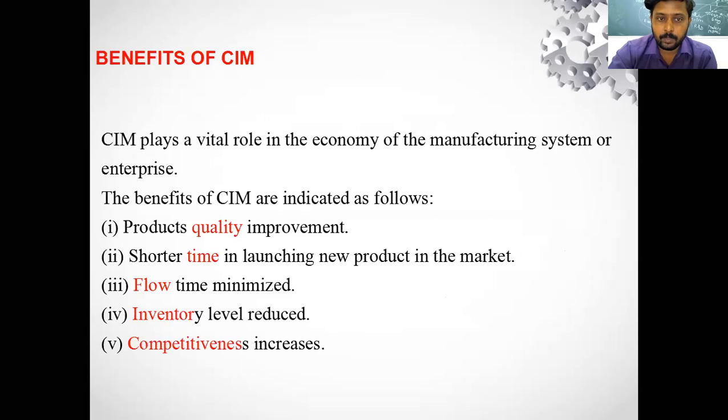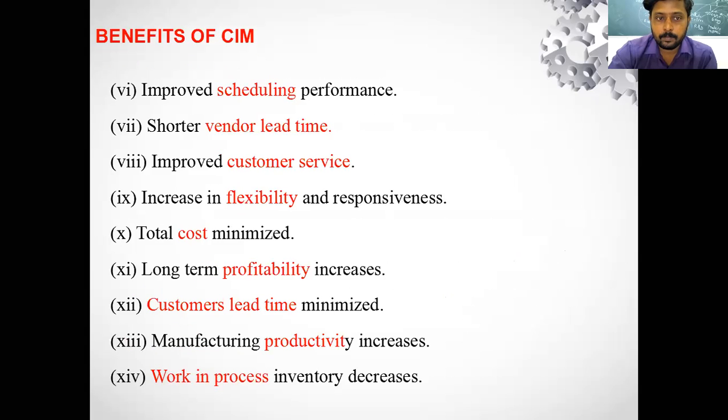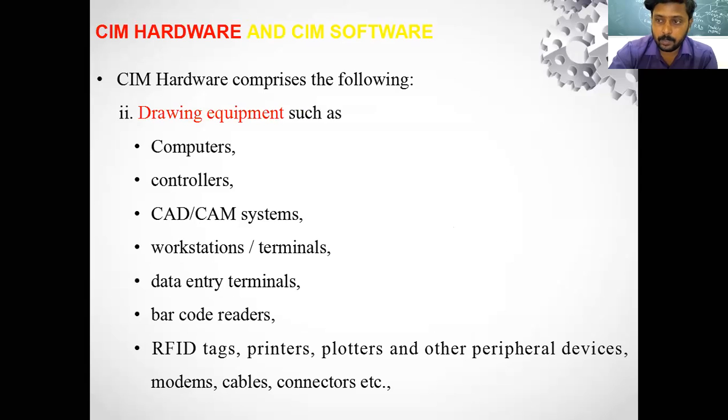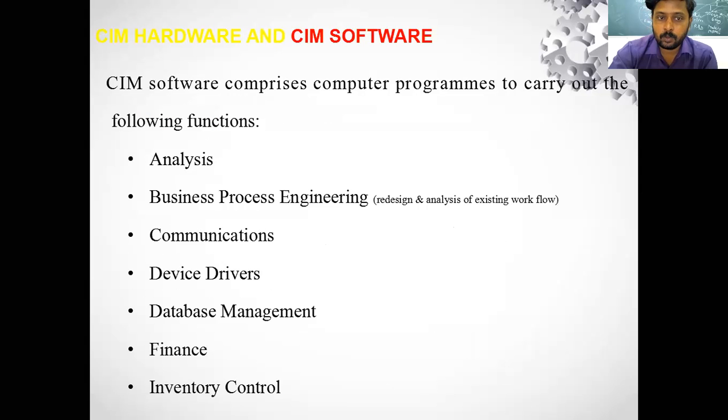Then we have seen the benefits of CIM. Different benefits were discussed in percentage. We have discussed the hardware which is utilized for implementation of computer integrated manufacturing in an industry. These are the different types of hardware devices, manufacturing devices rather. These are the hardware under the category of drawing equipment.